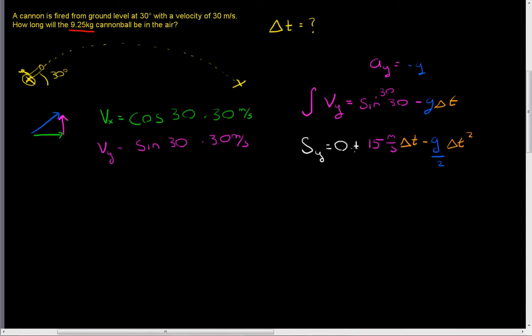Alright, so now we want to know when this function equals 0 again. So we're going to set it equal to 0. So 0 is equal to 15 meters per second times our change in time, minus our gravity, 1/2 times 9.8, which is 4.9, times our change in time squared. So now we want to solve for t here.